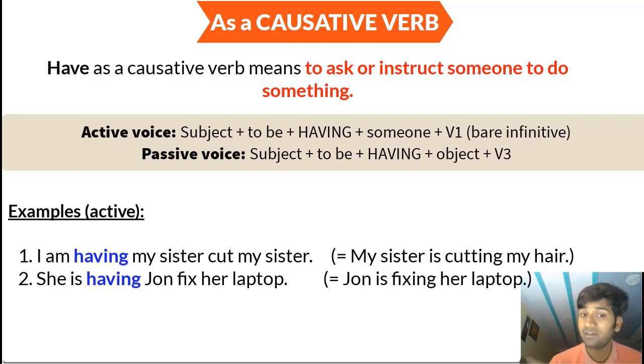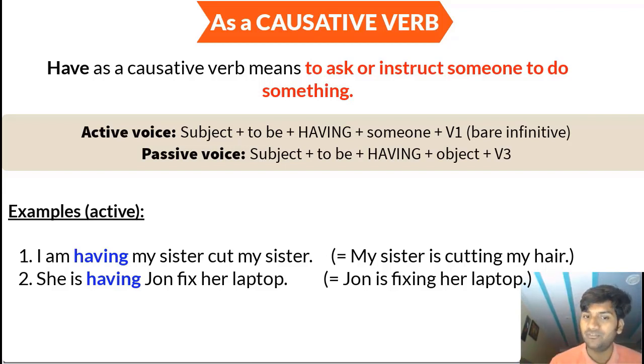So I'm having her cut my hair. So having here is used as the main verb, the causative verb. It is causing my sister to perform an action. I'm having my sister do something. What is that? Cut my hair. So my sister is cutting my hair and I'm having her do this, right? I'm probably watching her do this, right? Obviously, I'm the object. She's performing this action upon me. So yeah, I'm there.